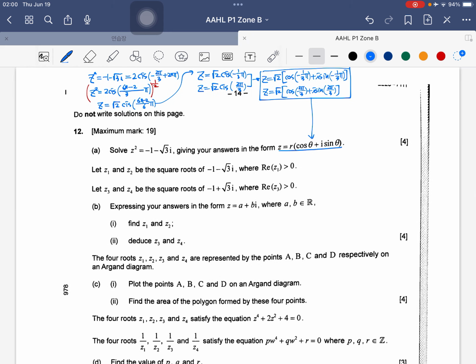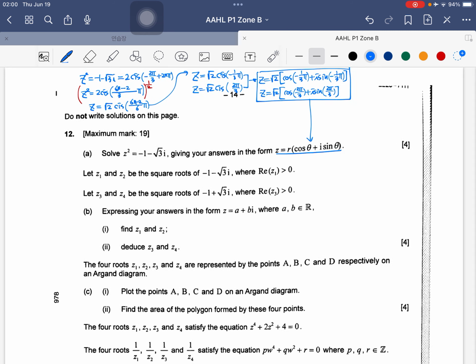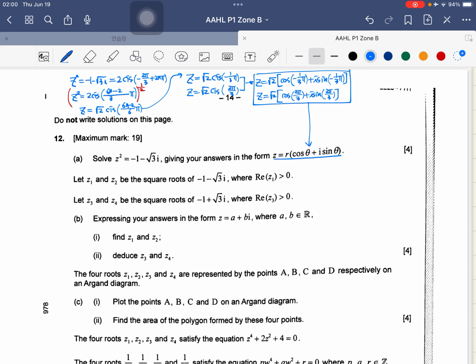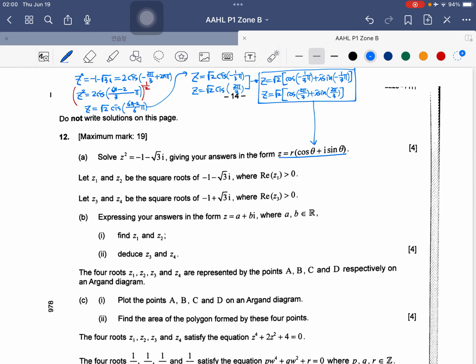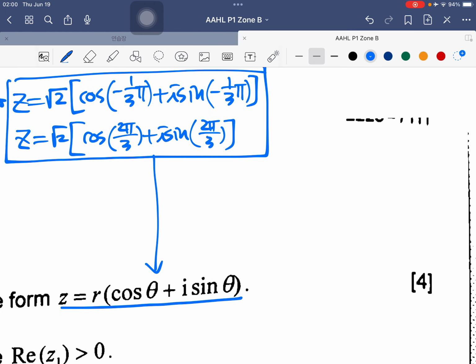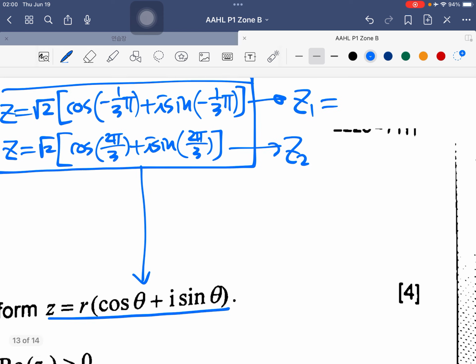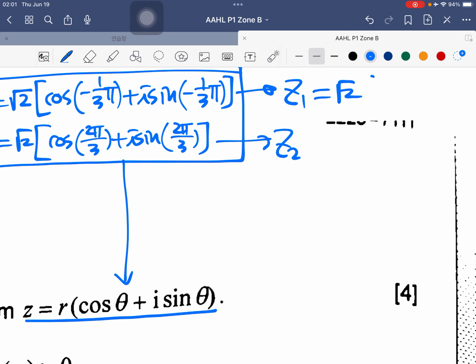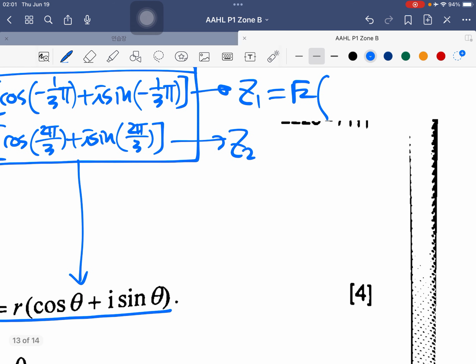So we already got z1, z2 over there. So we can say z1 is root 2 cis minus 1 over 3 pi, which is that one. So, okay, we can start from here. z1, because the cosine of pi over 3 has real part greater than 0, z1 is this and z2 is this. So z1 is root 2 cosine minus pi over 3.